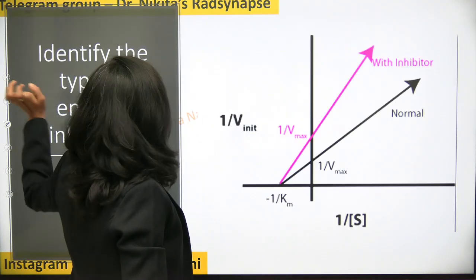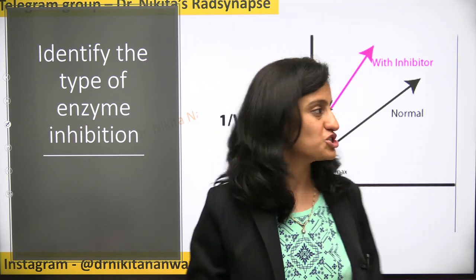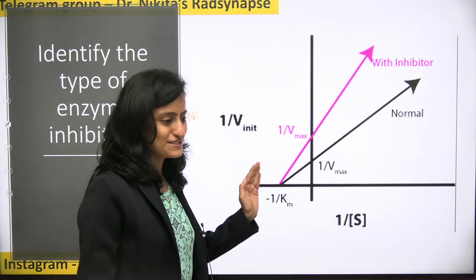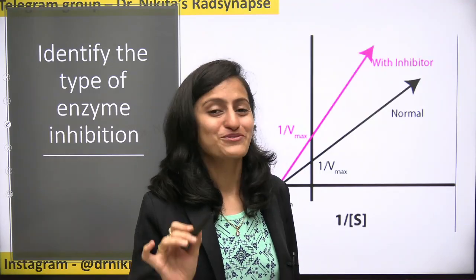Now let's have a look at this assessment question. Identify the type of enzyme inhibition in this image that you are seeing here. Please post your answers in the comments, and I want each one of you to get this right.